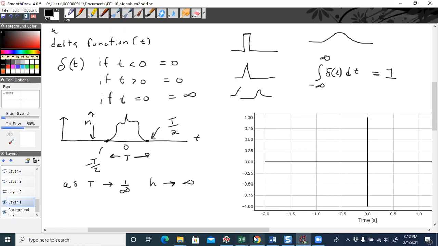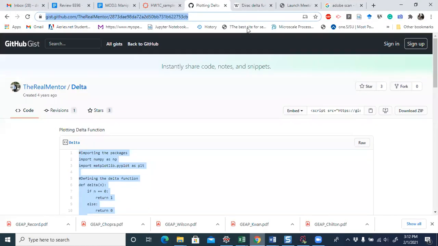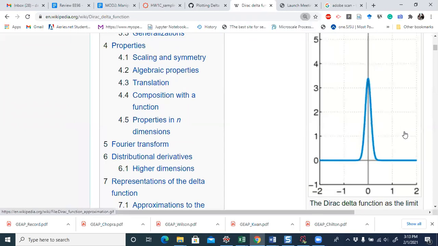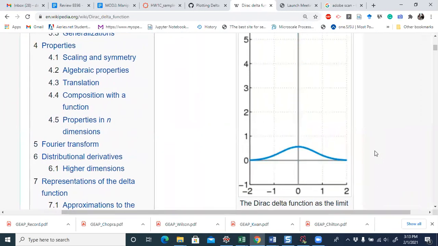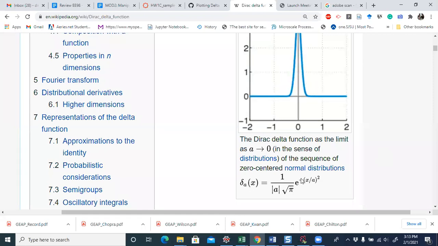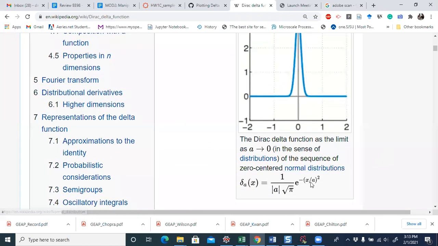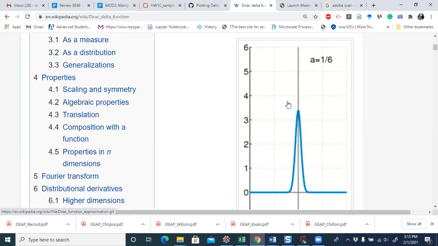Now, I think Wikipedia has a nice plot animation showing this, and I'll just zoom in. Okay. And so this is the actual function that they happen to be using, right? And as we're letting a go to 0, right, we're getting this shape where the area is 1 and it's heading towards infinity as it shrinks. All right.